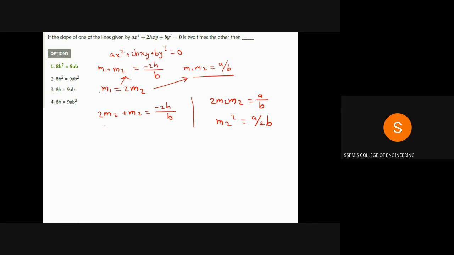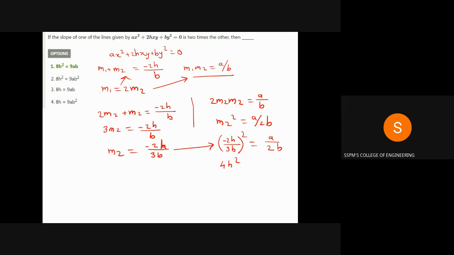So if we simplify this, we will get what? 2m2 plus m2 is equal to minus 2h upon b, means 3m2 is equal to minus 2h upon b, that is m2 is equal to minus 2h upon 3b. So now we will put this value here. Okay, so (minus 2h upon 3b) square is equal to a upon 2b.